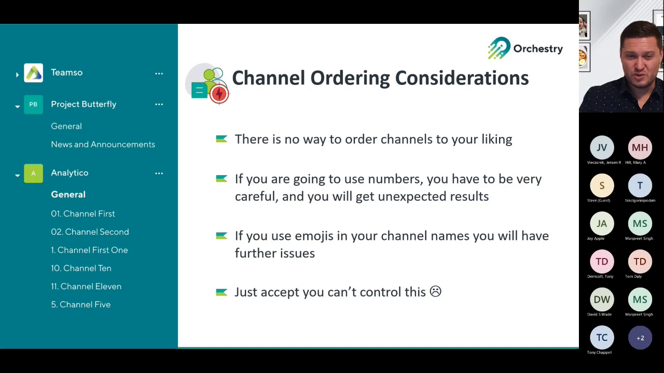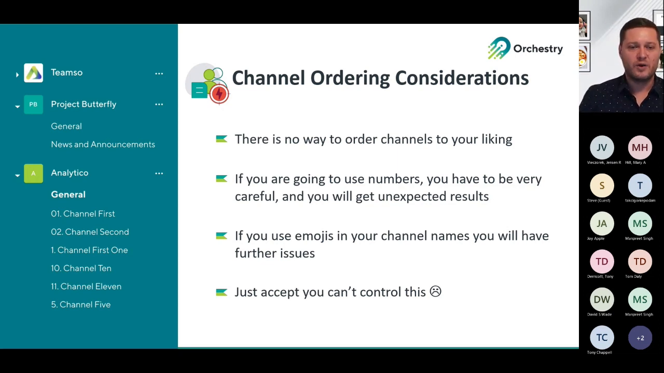It's even worse if you use emojis at the very beginning, because it uses the hex code from the emoji, and basically you have no idea what that is either. So again, from the channel ordering piece, what we would recommend is just understand you can't really control this, right? We see a lot of customers who do first channel 01, second channel 02, and someone creates another channel called 1, and someone's like, great, I'm going to put in 10 here, but for some reason 10 comes before 5, right? It just gets really, really confusing for people.